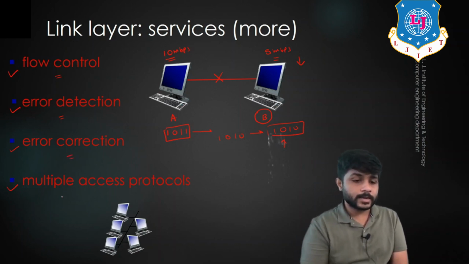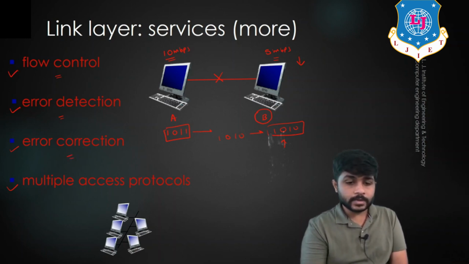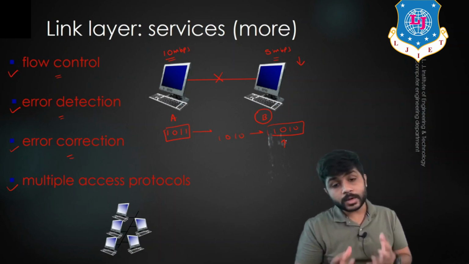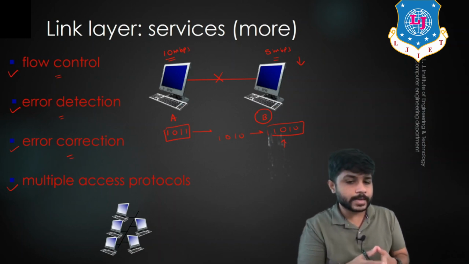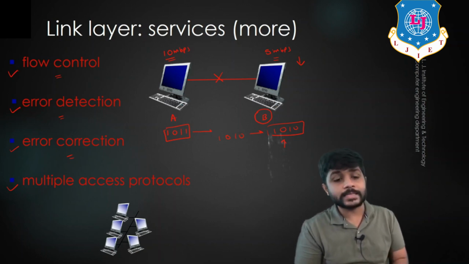The next one is error correction. If the receiver detects any error, the receiver is also able to correct the error. There are many methods available using which the receiver can correct errors, and that is known as error correction.